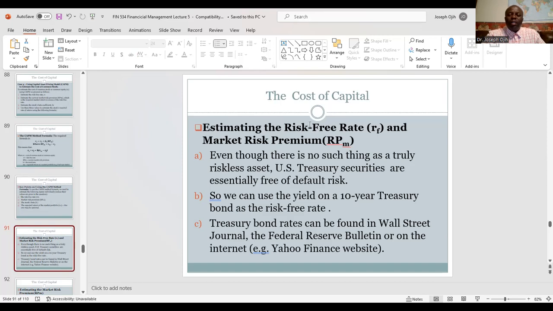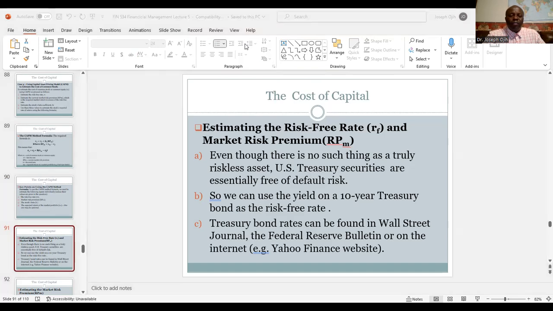How do we find that yield? You can get it from some websites, or from the Wall Street Journal, or from the Federal Reserve Bulletin, or from Yahoo Finance. I can show you where you can get the yield.